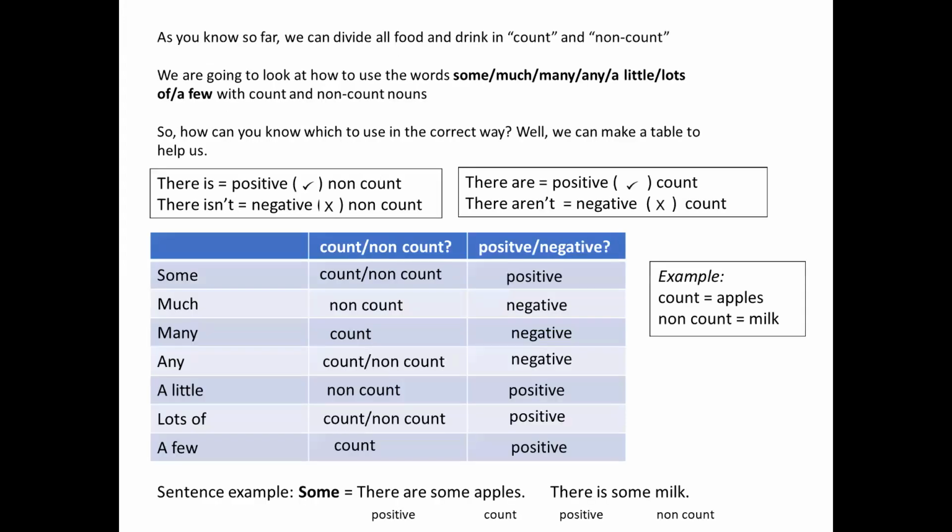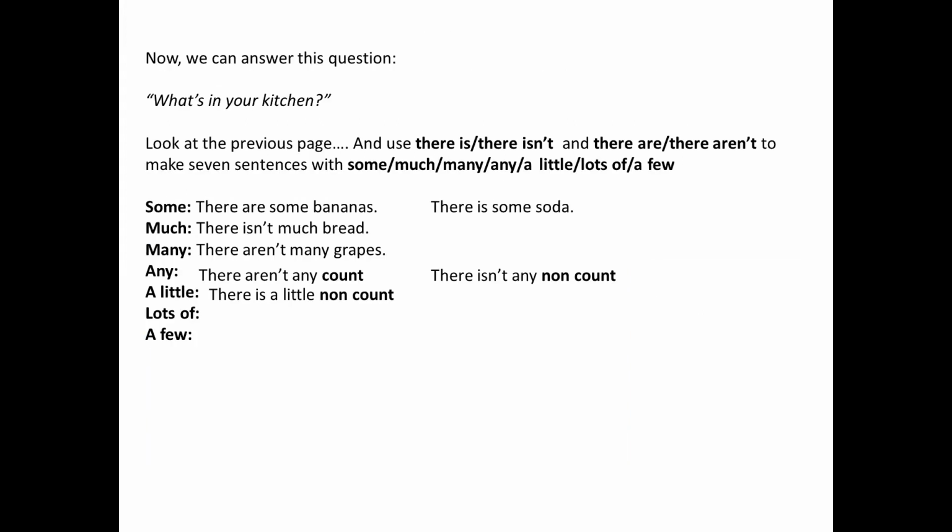Lots of, let's go back to our blue chart. Lots of, oh look, we can make 2 sentences. And they're both positive. So that's 2 sentences, one count, one non-count, and they're both positive. So there is lots of, non-count, salad, rice. And there are lots of, count. So there are lots of carrots, peas, etc.